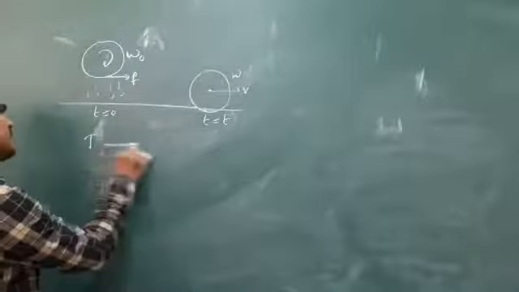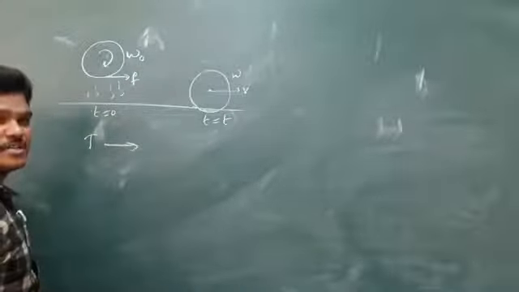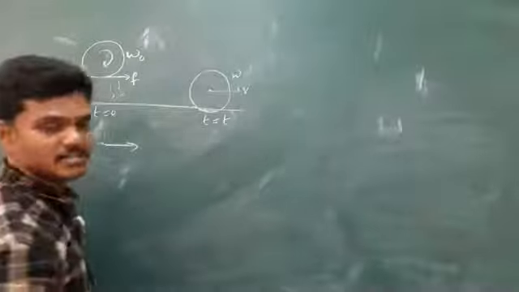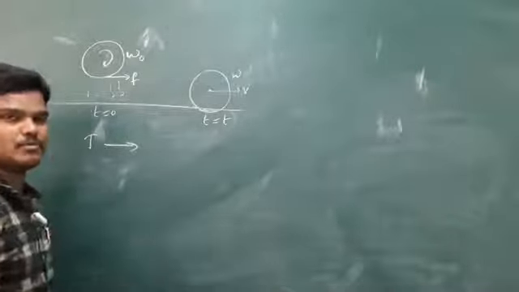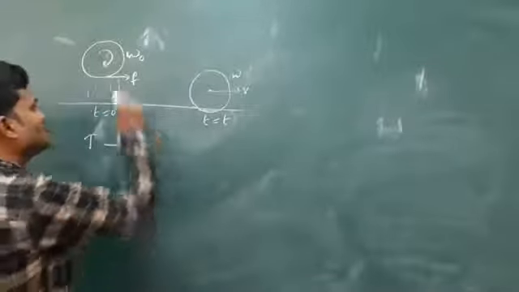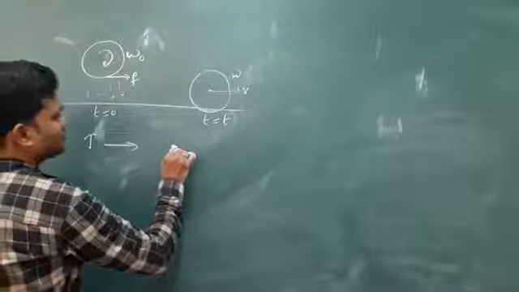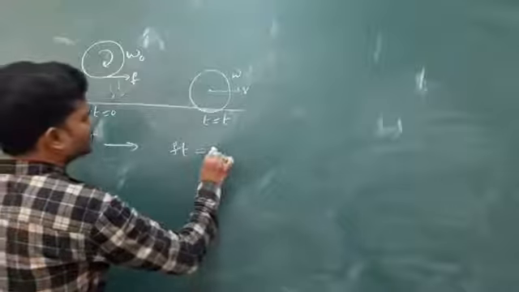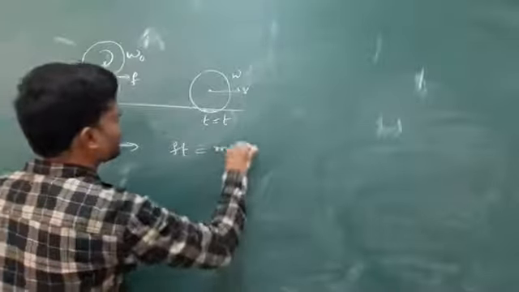Write the two equations. One is the translational motion equation, nothing but the impulse equation. You write it: linear momentum, nothing but force into time. Force is nothing but the frictional force. Force into time is equal to mv.